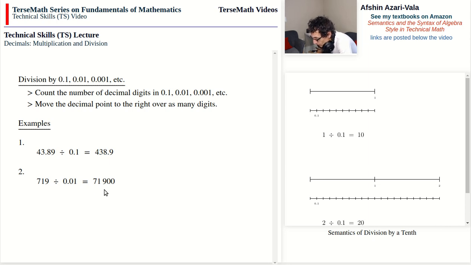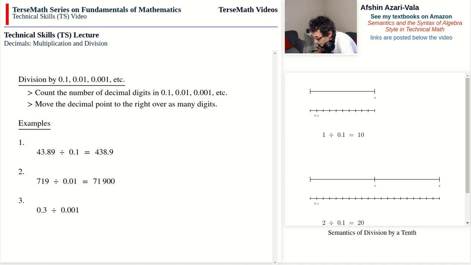It's important for me to actually mention as well that in these problems you are dividing by 0.1 and dividing by 0.01. If you switch the order and put 0.1 divided by 43.89, then it doesn't work in this way, of course. You will have to do the long division to figure it out. So keep in mind that the subpowers of 10, such as 0.1, 0.01, and so on, appear as divisors in these problems.